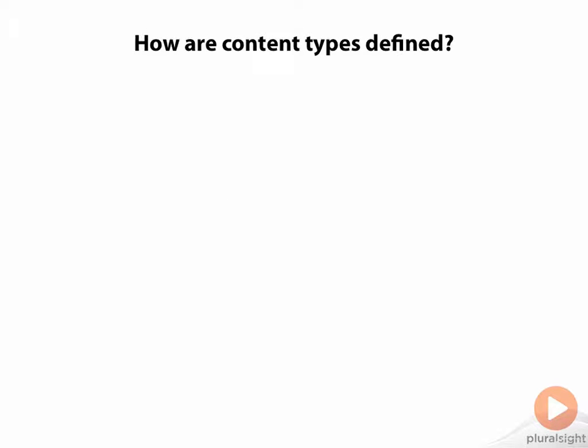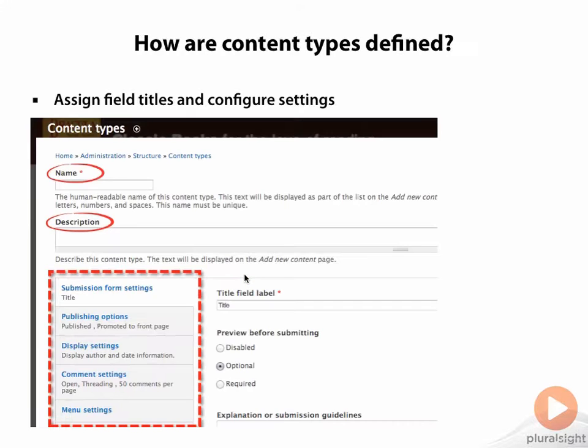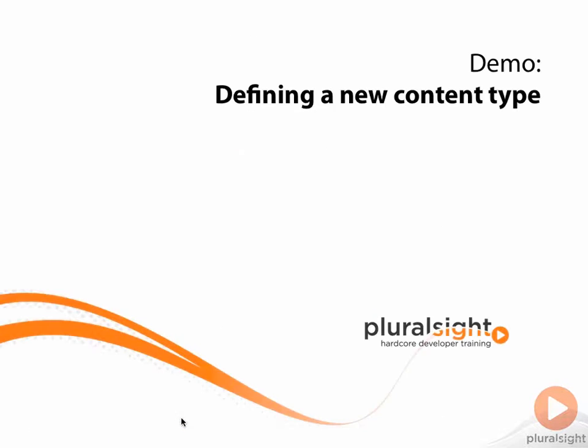To start with, how do we define content types? Well, you would choose to add a content type on the Structure Content Types screen. As we'll see in a moment, we're going to assign field titles and configure a number of settings. We'll always have to provide a name, likely a description, and then we're going to go through a series of settings which we'll learn define the defaults that we'll see when we go to create an individual node of this content type. Let's jump in and just do it.